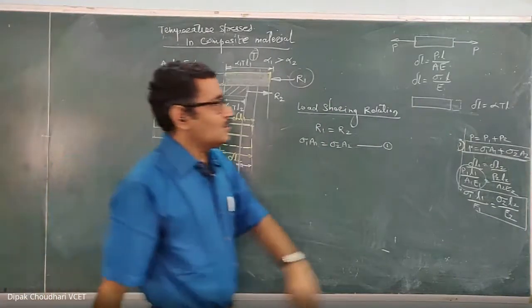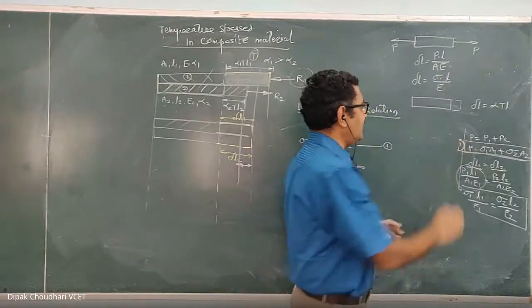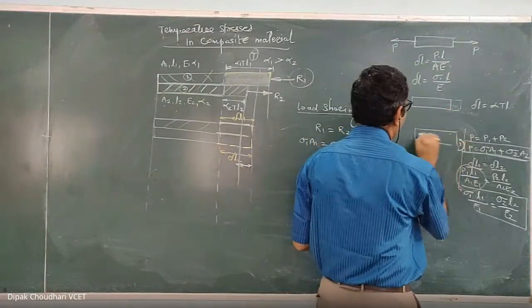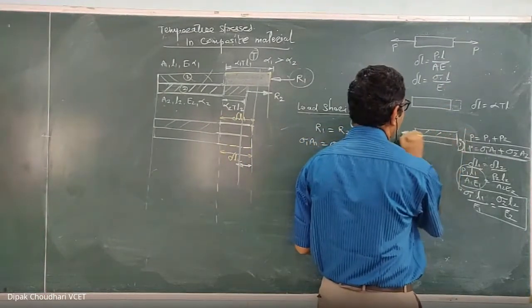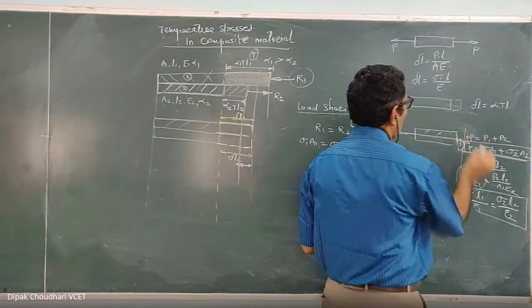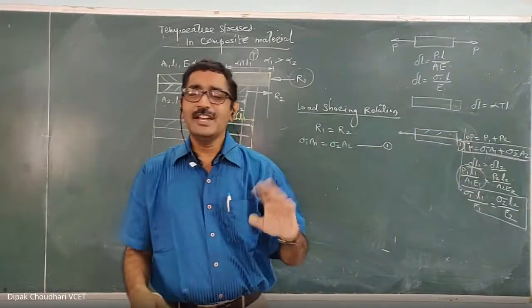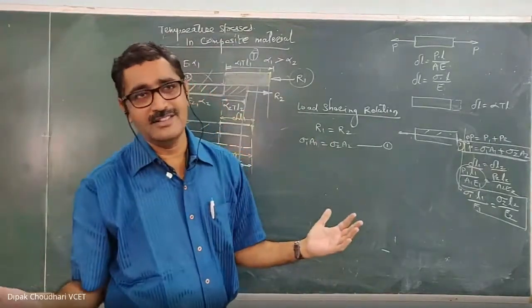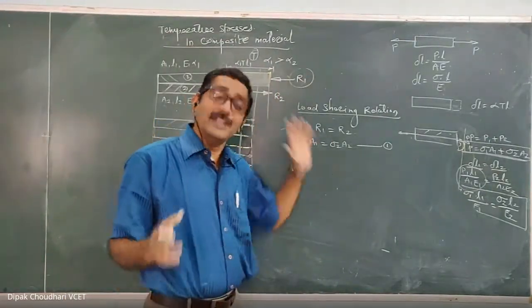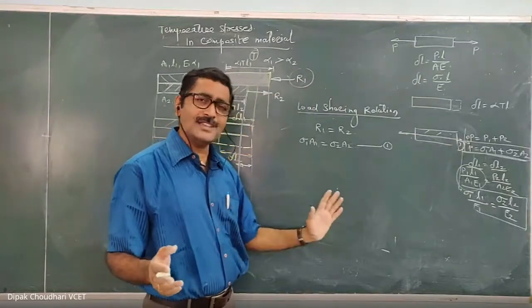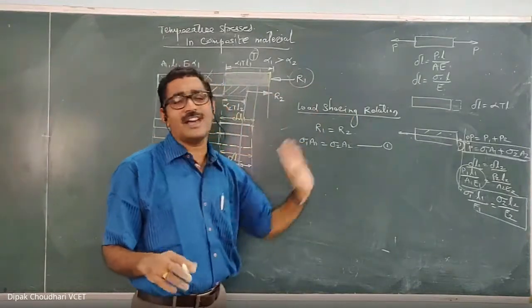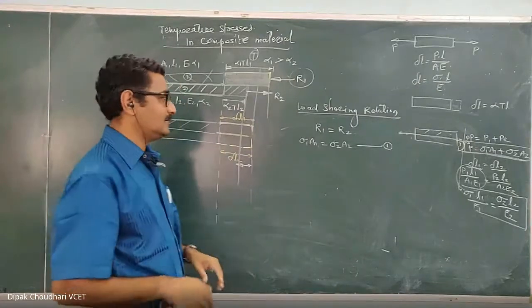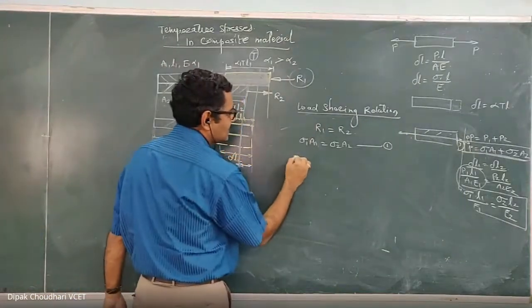Here, you must have observed that when the two materials are rigidly connected and some external force is applied, you know how to write down this load sharing relation. Depending on the application, the load sharing relation is different. But in thermal stresses, in most cases the load sharing relation is R1 equal to R2. Okay. The next one is the strain relation.